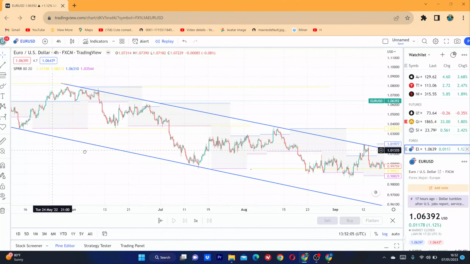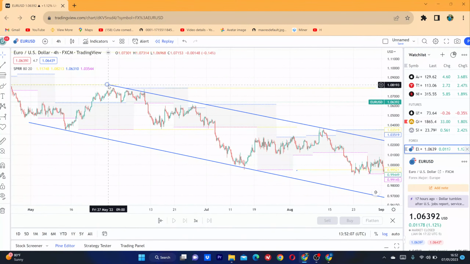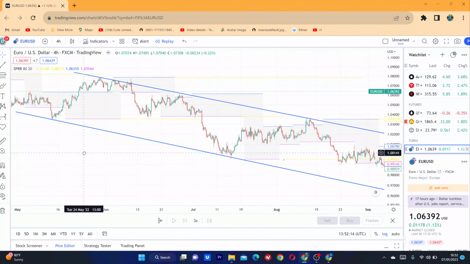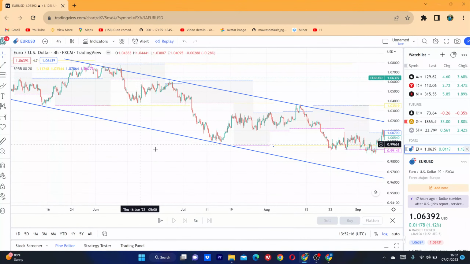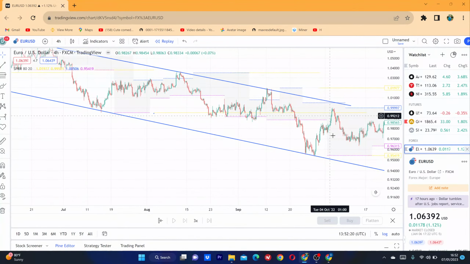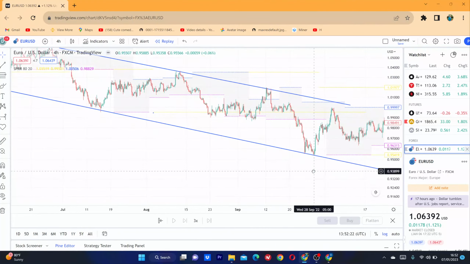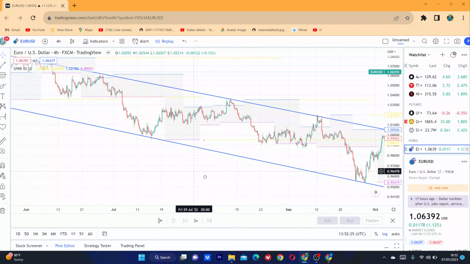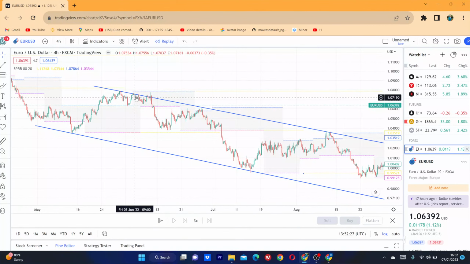Thank you for those who are following. So you can see I drew this on the 4-hour time frame, and you can see the market touched this point and bounced back, touched this point and bounced back. So this is the support line. And we have this one up here, which was acting as the resistance point. It touched this region and bounced back.